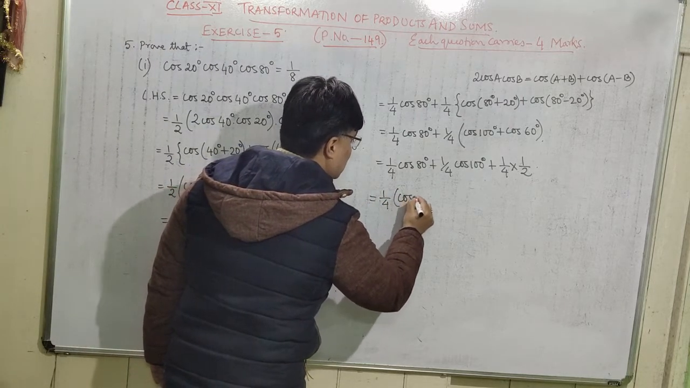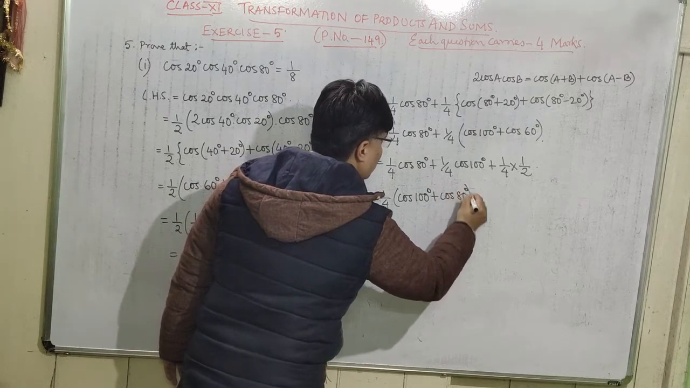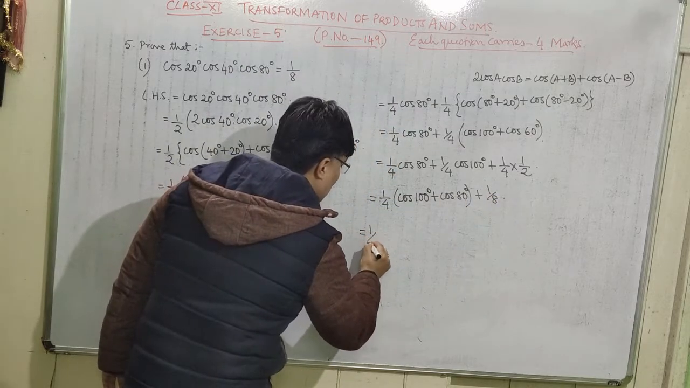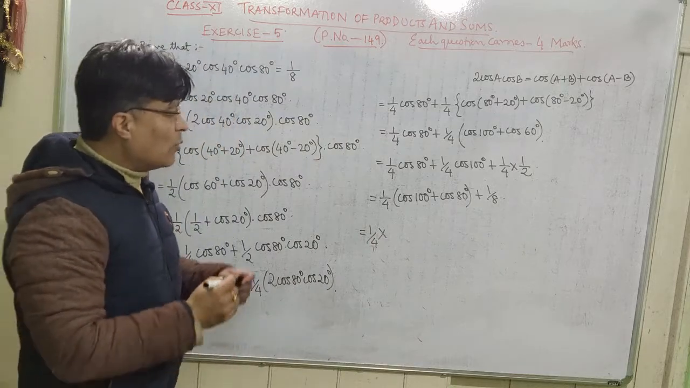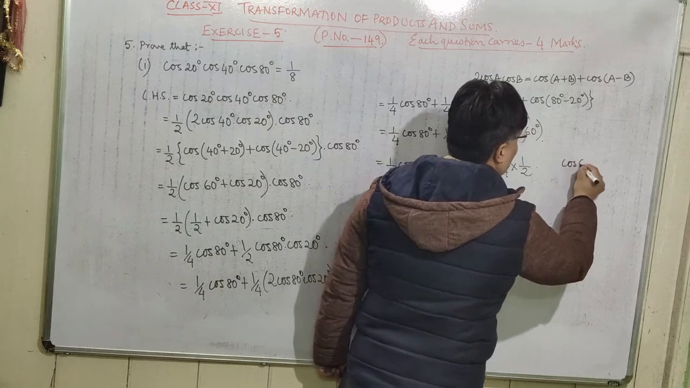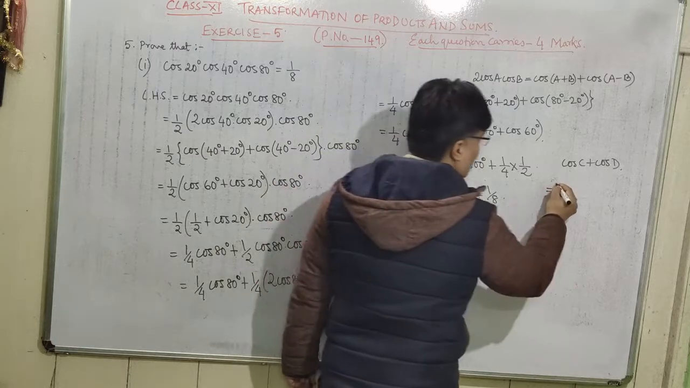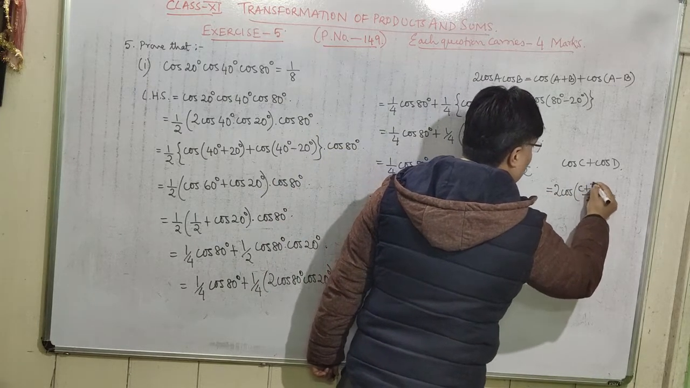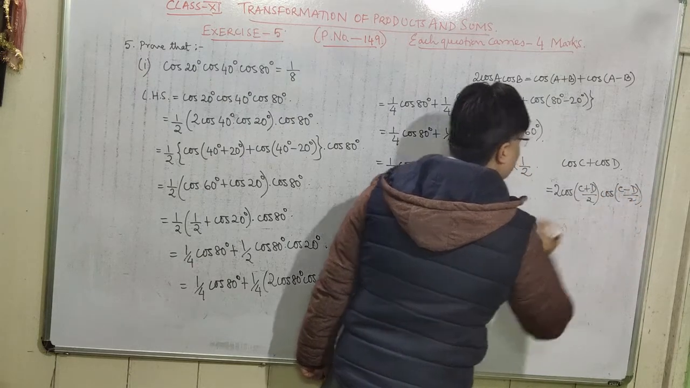So within bracket cos 100 degree plus cos 80 degree bracket close plus 1/8. So which is equal to 1/4 into, now this is cos C plus cos D. So now we can use the formula of cos C plus cos D. You know that, isn't it? So what is cos C plus cos D? You know this formula. So what is the formula? 2 cos of (C plus D) by 2 into cos of (C minus D) by 2.